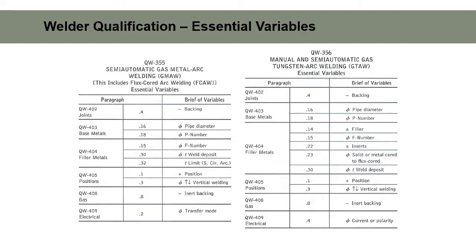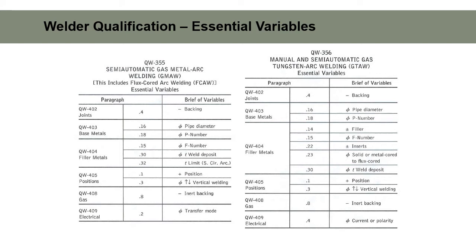Welder qualification. Here are the essential variables for welder qualification. And you can see there's only one for gas metal arc welding and one for gas tungsten arc welding. There's only half a dozen welder qualification essential variables. Remember when we were talking about essential variables for procedure qualifications for WPSs? Remember how big that laundry list of essential variables was? For welder qualification, it's just half a dozen.